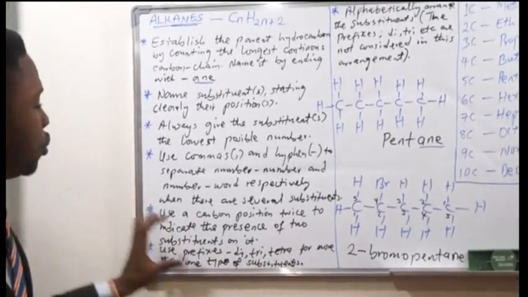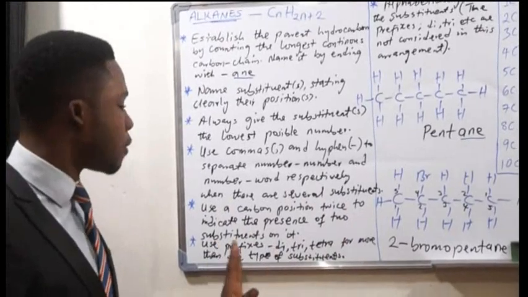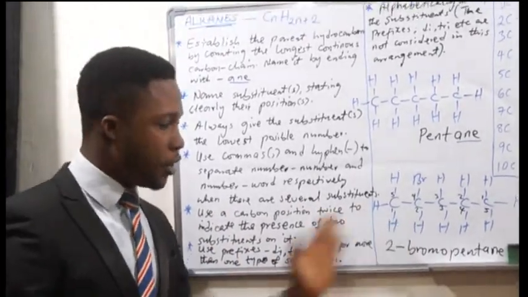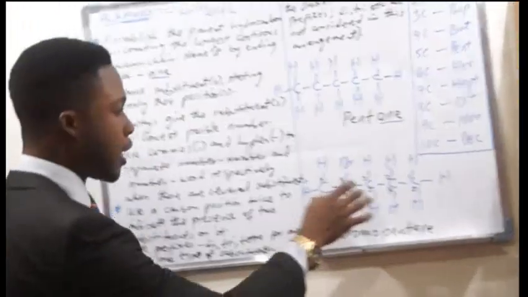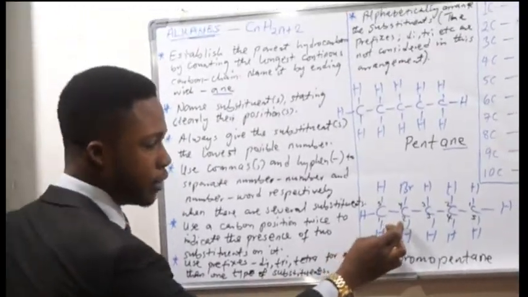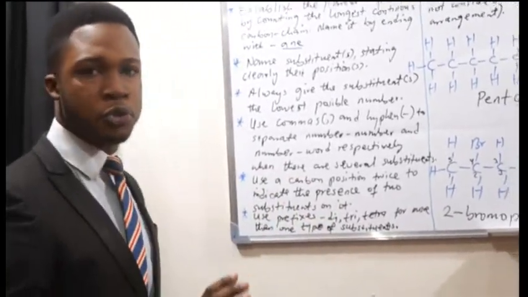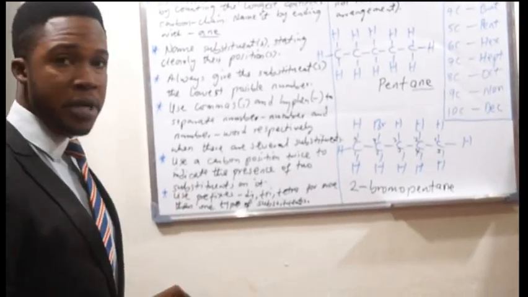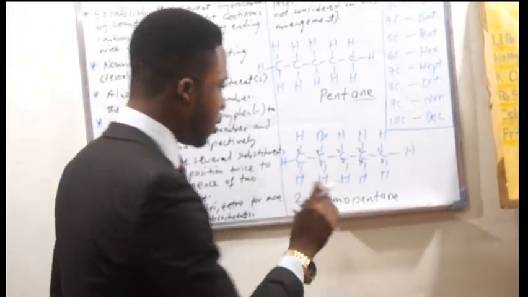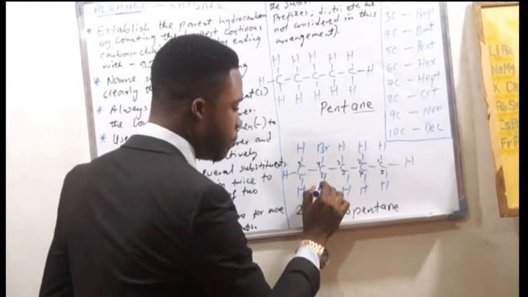Again, we use a carbon position twice to indicate the presence of 2 substituents on it. What does it mean? It means that this particular carbon number 2 can have more than 1 substituent attached to it. If it is bromine, for example, this hydrogen becomes bromine.